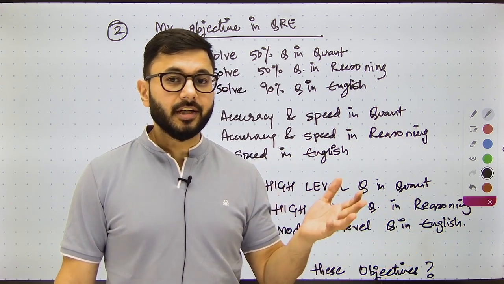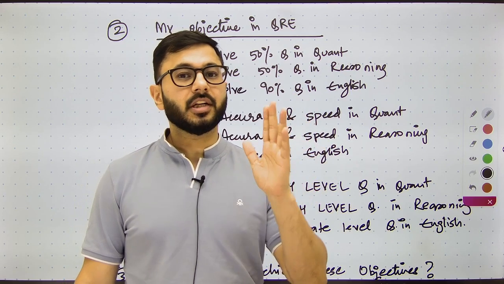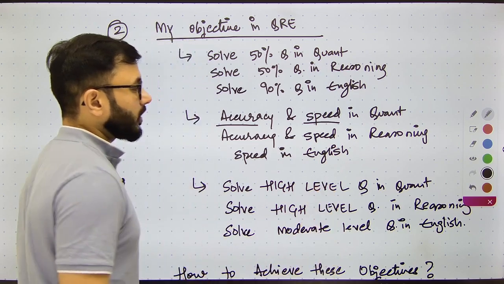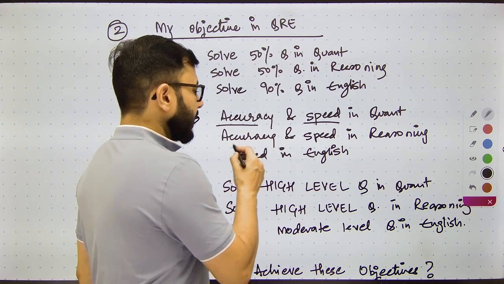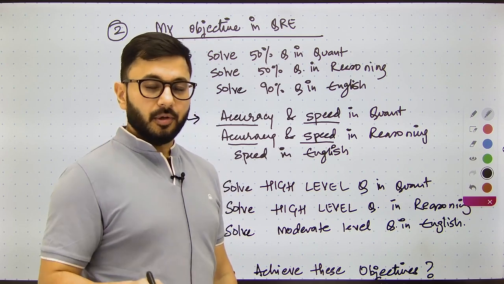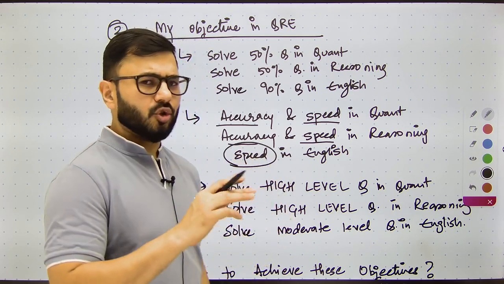Out of 30 I am attempting only 15. So I am already taking a risk. That is why I need to make sure that the majority of these 15 questions are correct. That is why accuracy and speed both become important in quant. In reasoning also the same thing, accuracy and speed, because the level is high, the number of questions are more, the time is less. But in English, accuracy is not so important.